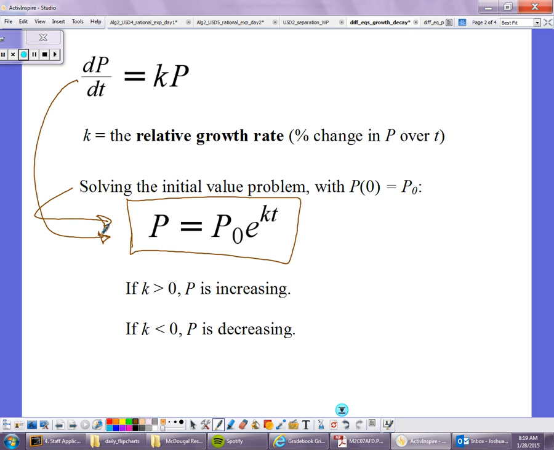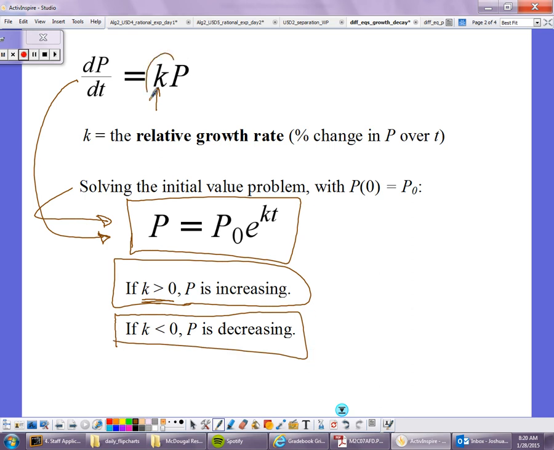With this equation, if k is greater than 0, if it's positive, that means P is increasing. Duh, I guess that's kind of obvious. If k is less than 0, if k is some negative number, that means we have negative growth, or P will be decreasing.